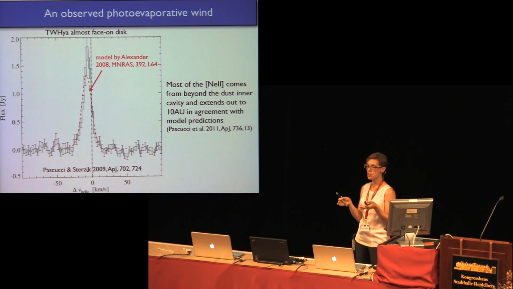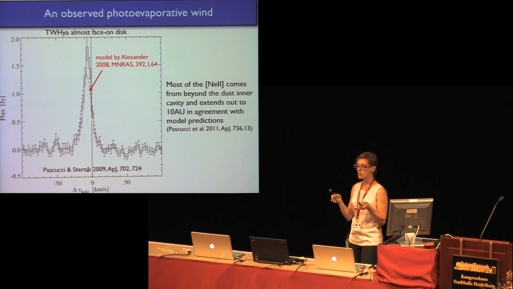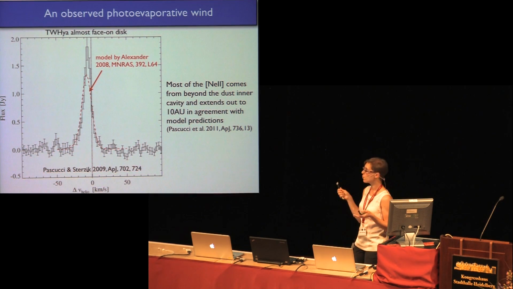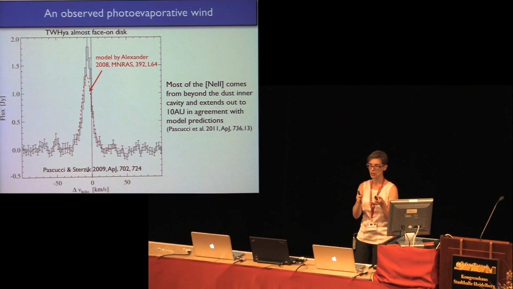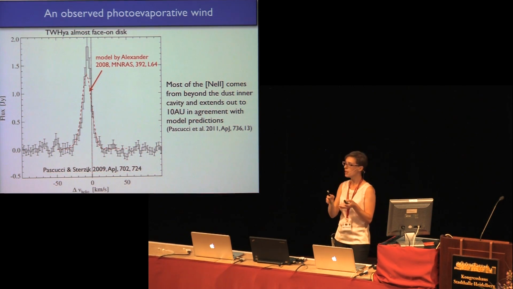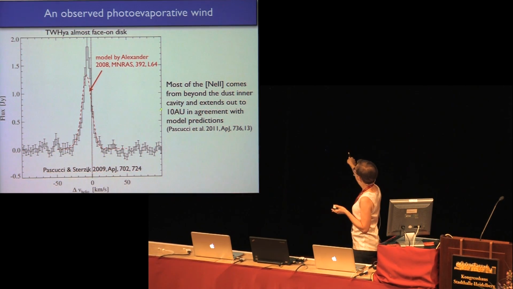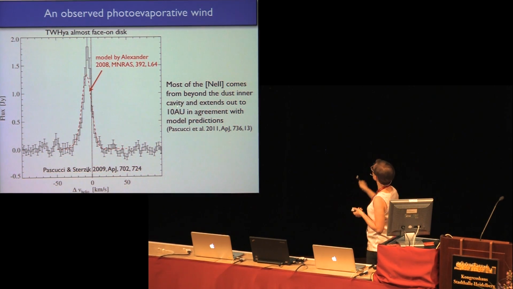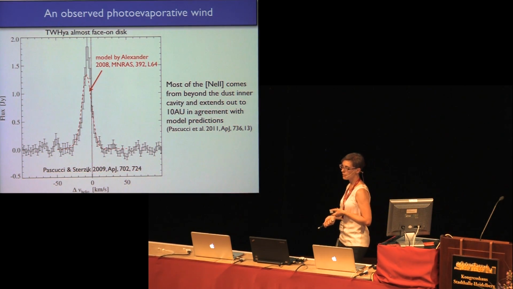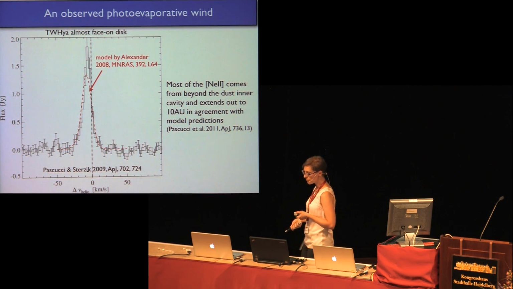And we saw that the emission is coming from beyond the dust inner radius, which in this specific case is large because this object has a cavity, so it's probably around 4 AU. So it's concentrated between 4 AU and 10 astronomical units. And this is again in agreement with model predictions.